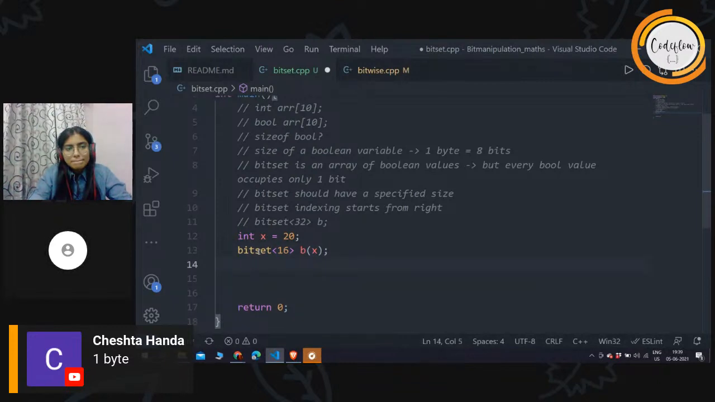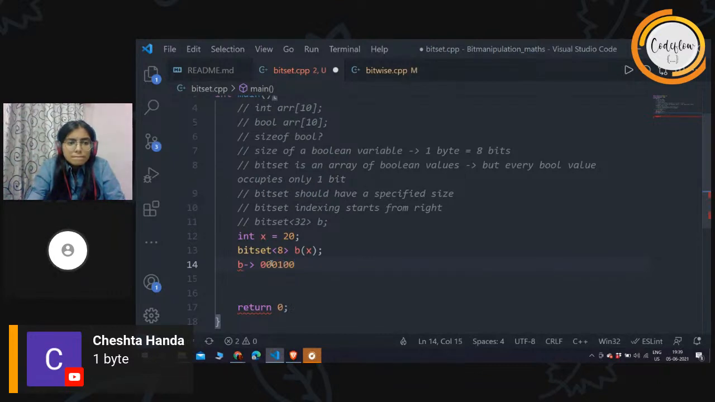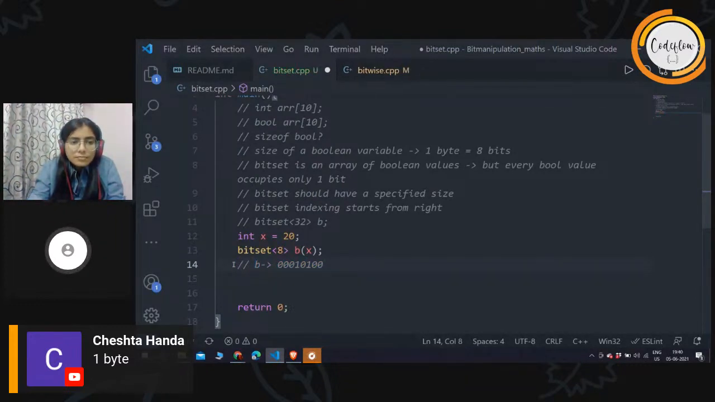Now my bitset would look something like this. If I write it in 8 bits for the sake of simplicity, it would be 0 0 0 1 0 1 0 0, right? Is this the binary for 20? It is, right? So my bitset is storing this. B is looking something like this.